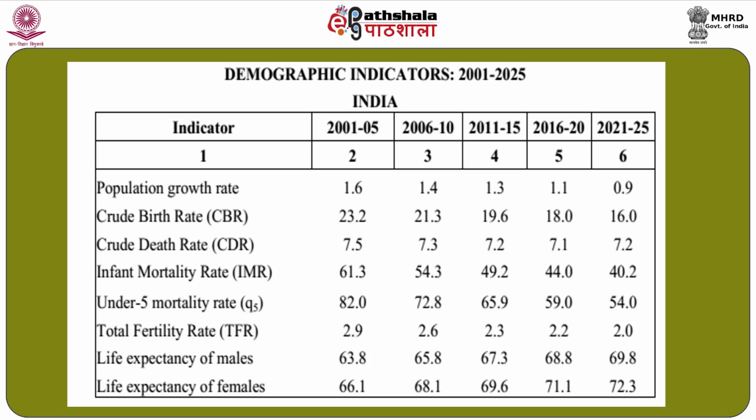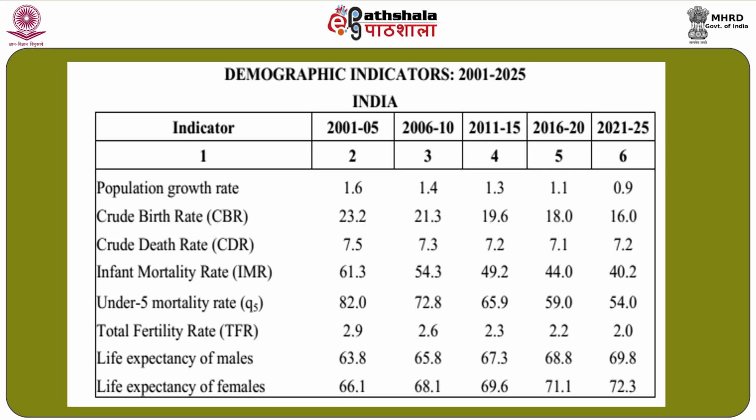Then the crude birth rate, which is at 23.2 in the beginning of the projection period, is assumed to be reaching 16 by 2021-25. Then comes the crude death rate, which in the beginning of the projection period, that is 2001 to 05, is 7.5, and it gradually decreases to 7.2 in 2021-25. The next demographic indicator is the infant mortality rate, which at the base of the year 2001 to 5 is 61.3, and it gradually decreases to 40.2 by the end of the projection period, that is 2021-25. Then comes the under-5 mortality rate, which is at 82 in 2001 to 05, and it also reduces to 54 at the end of the projection period, that is 2021-25.